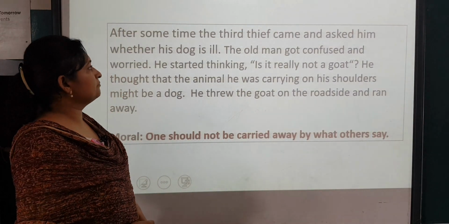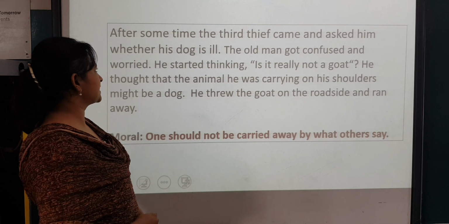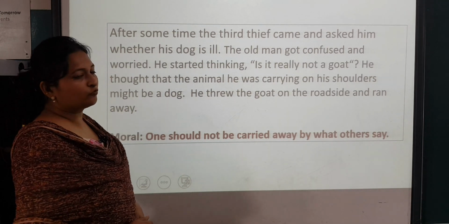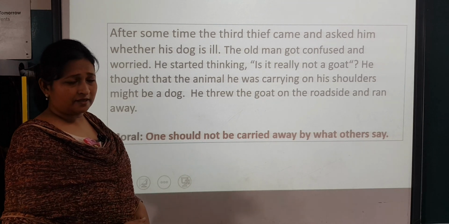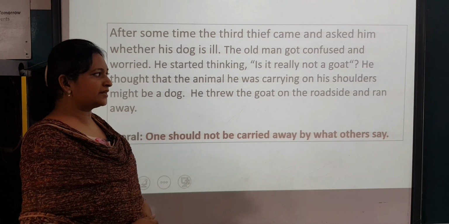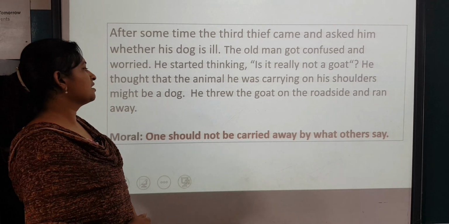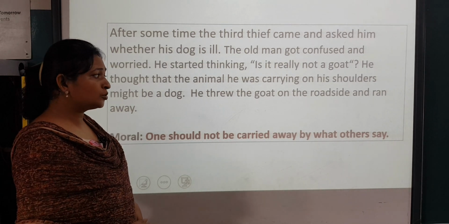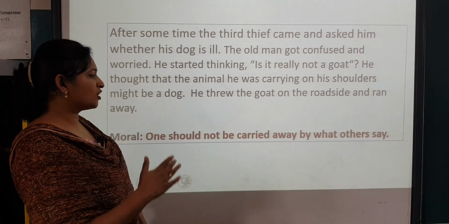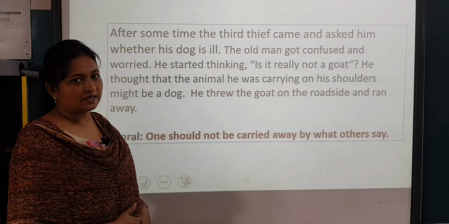After some time, the third thief came and asked him whether his dog is ill. The old man got confused and worried. He started thinking, is it really not a goat? He thought that the animal he was carrying on his shoulders might be a dog. He threw the goat on the roadside and ran away. What is the moral? One should not be carried away by what others say.